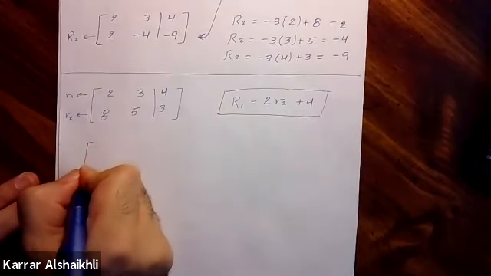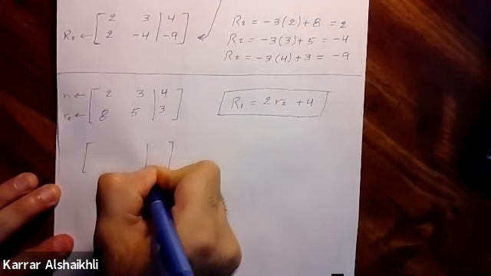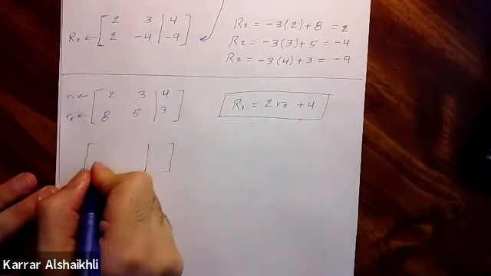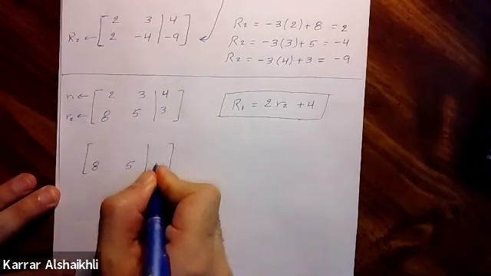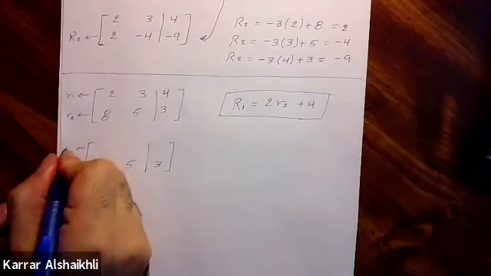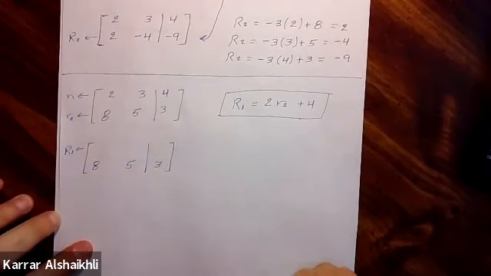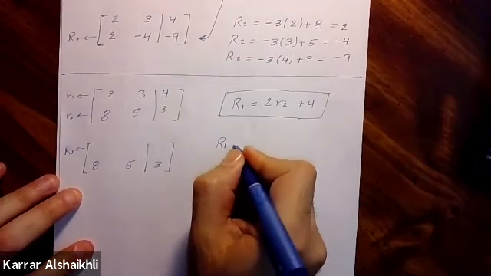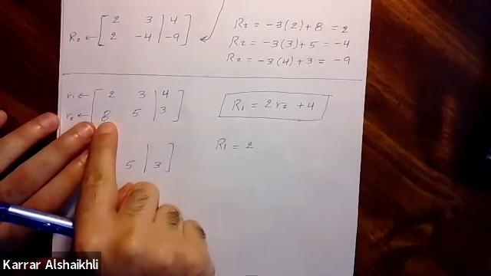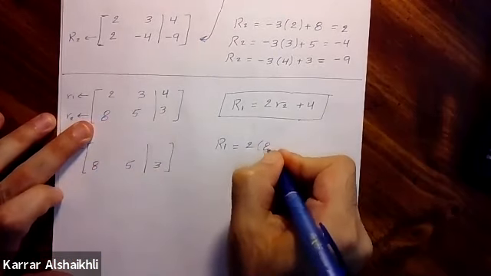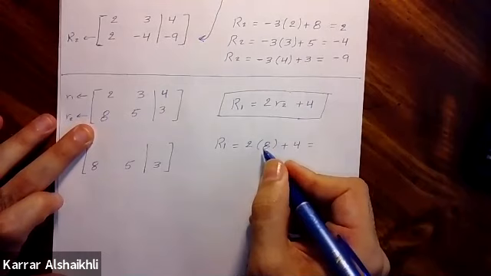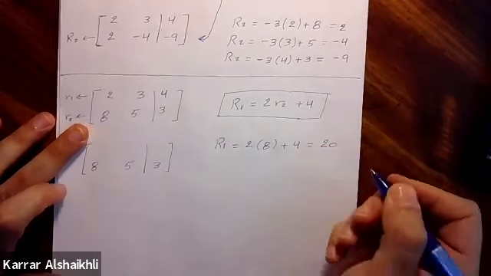So the solution is going to be here. I'm going to get a new R1. That means R2 is going to be exactly the same: 8, 5, 3. Because I'm going to get a new R1 here. Let's use this rule. R1 is going to be 2 times R2, which is 8, plus 4. 2 times 8 is 16. 16 plus 4 is going to be 20.